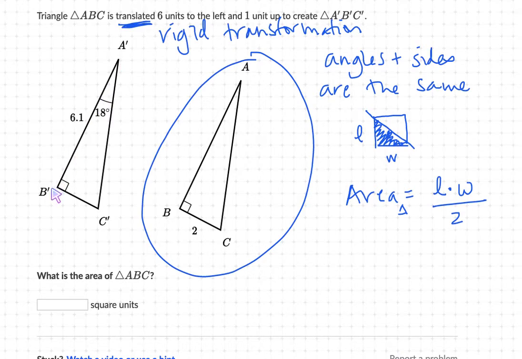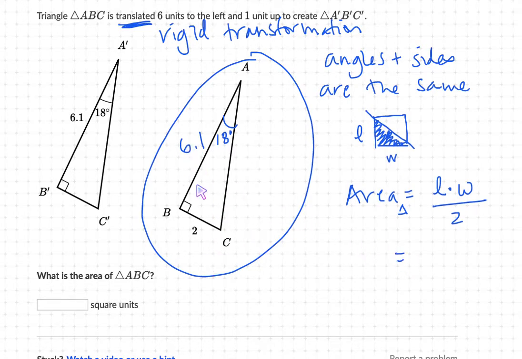A prime B prime is 6.1, so then that means the original AB would also be 6.1 because it's a clone. But be sure that you match it up. Angle A prime is 18 degrees, so this angle has to be 18 degrees as well, angle A. It can't be 18 degrees for C because those don't match up. One's A's angle and the other one's C's angle. So you want to make sure that it is matching up. Okay, and that's all we can get from the other one. Now we can figure out our area.